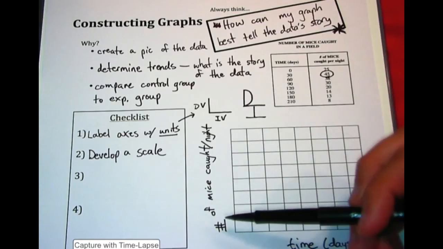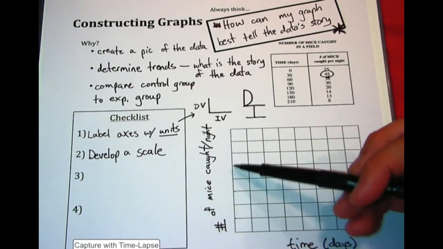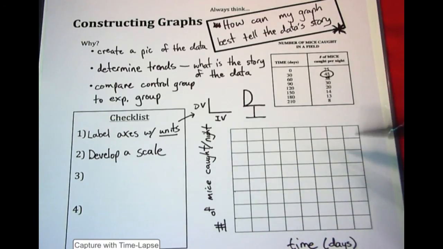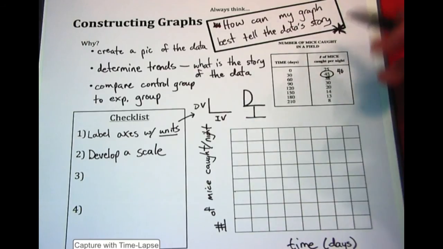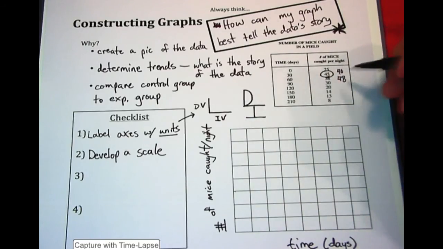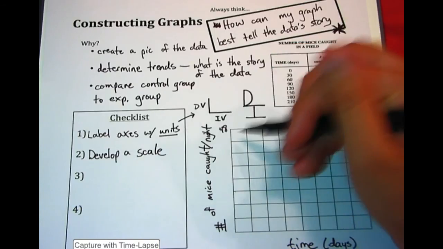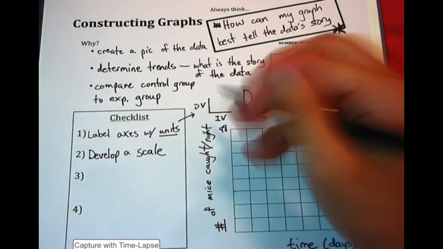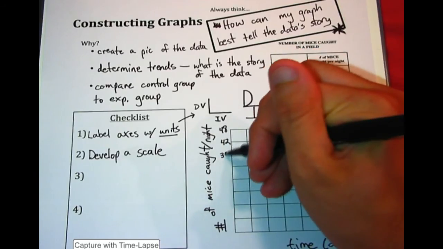So I'm going to count 1, 2, 3, 4, 5, 6, 7, 8. There are 8 rows here. I want to find some number that's divisible by 8 that's close to 45. 8 times 5 is 40, so that's not going to work because 45 would be up here. But 8 times 6 is 48. That would fit 45 right about here, so we're using a good chunk of this graph. Then we'll just go down by 6s: 42, 6.